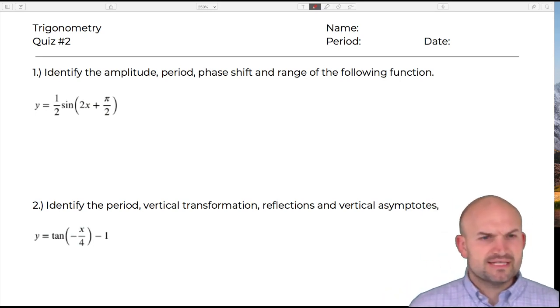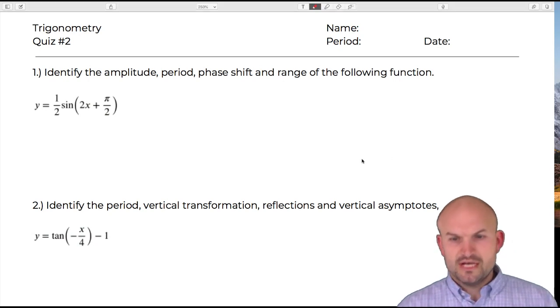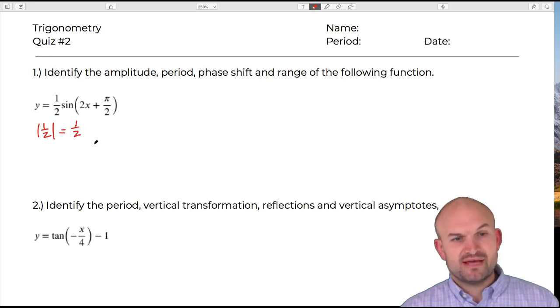All right, so the first one is to identify the amplitude, the period, the phase shift, and the range of the following functions. The main thing we want to start off with is going through our definitions. Amplitude is going to be the absolute value of A. Remember, that's the half distance from the max to the min. So that's going to be 1/2.